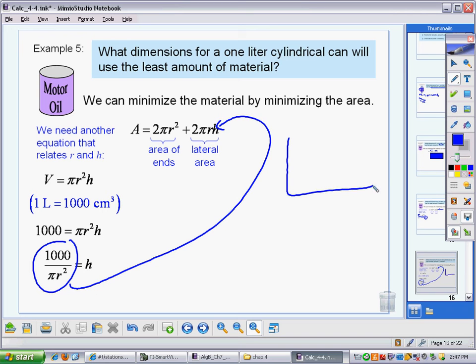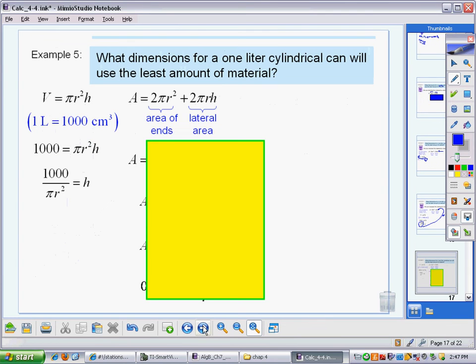If I were to look at a graph of this, it would be surface area on this axis, it would be radius on this axis. If the graph looked like this, this would be the top of the graph, where its derivative equals 0, and so forth. So moving on to the next slide.